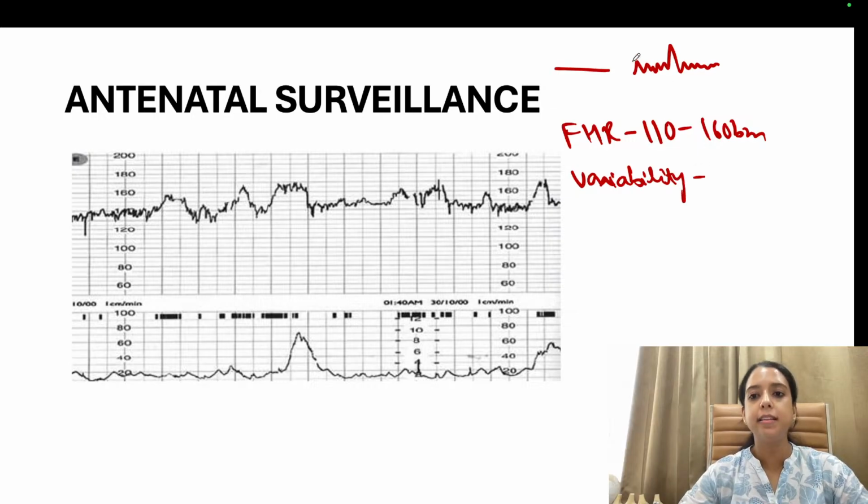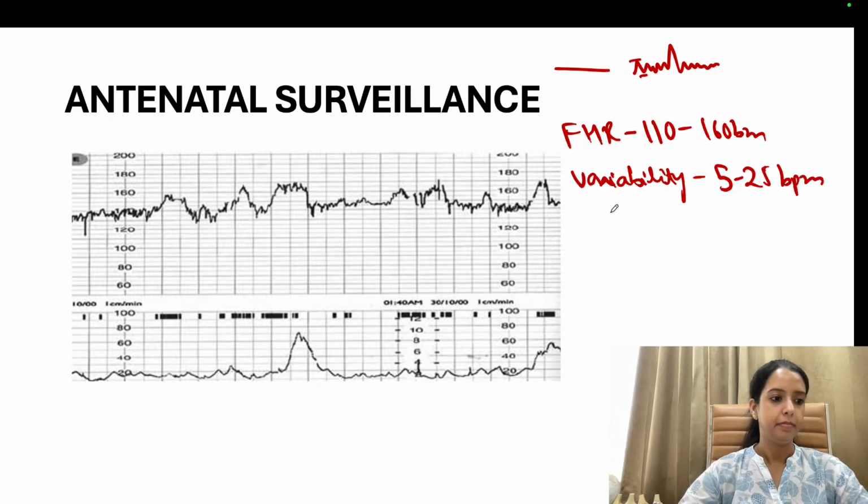So variability means there is a gap between peaks and the trough. Variability is 5 to 25 beats per minute. Then accelerations. In a normal fetal heart rate, there should be at least 2 accelerations in 20 minutes and there should be no deceleration.